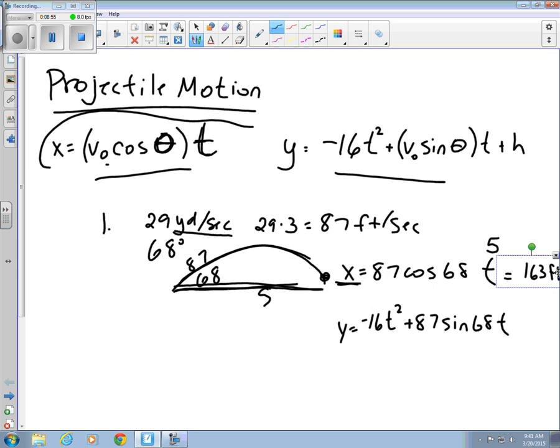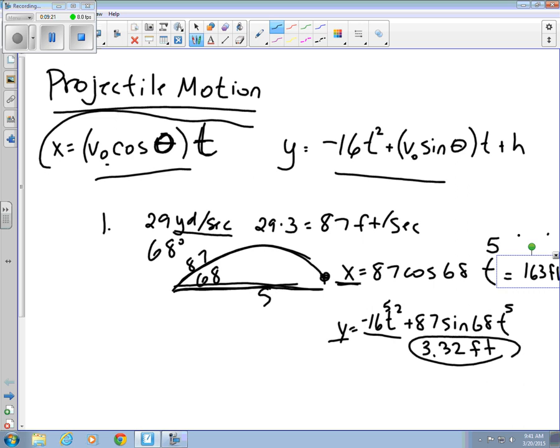Okay, pause it and use your calculator if you need to. What is the vertical height? You think vertical height, and automatically you think of the y. So all you're going to do is put the 5 in here, and put the 5 in here. When you multiply negative 16 times 5 squared plus 87 sine 68, all that times 5, you get 3.32 feet when the guy caught it.